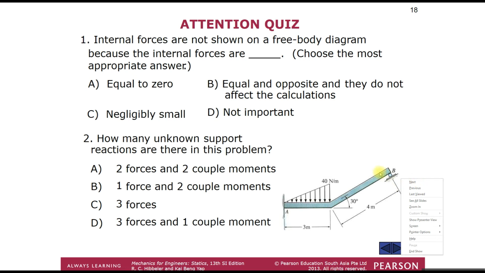Okay, unknown support, we have one over here, and then we have one, on the reaction forces here. So how many unknown supports are in this problem? The answer is three forces and one couple moment, because the fixed support also does not allow any rotational movement. So the answer is D.